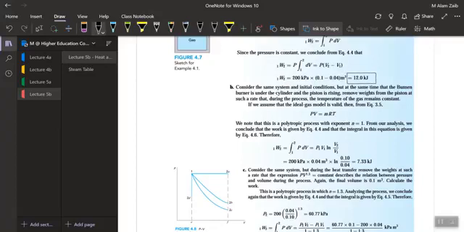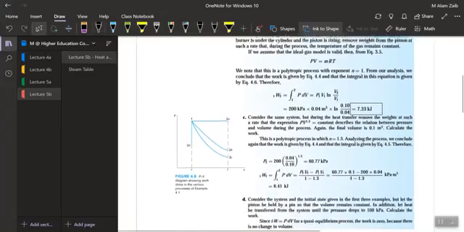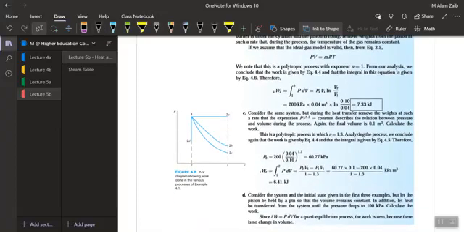Let me mark it down over here. So 12.0 kilojoule in a constant pressure process and 7.33 in a constant temperature process. Now, part C, consider the same system, but during the heat transfer, remove the weight at such a rate that the expression PV raised to power 1.3 is constant. In the last lecture, I said that when we have PV raised to power n equal to a constant, that means the process is a polytropic process. So it's an example of a polytropic process, and the expression PV raised to power 1.3 equal to constant describes the relation between the pressure and volume during the process.